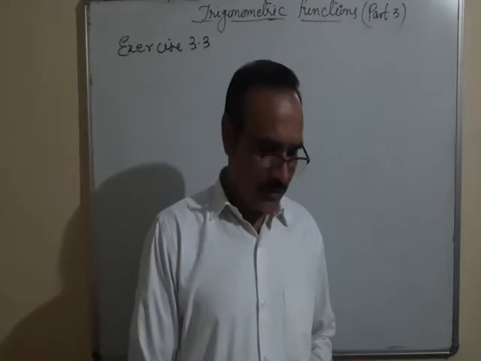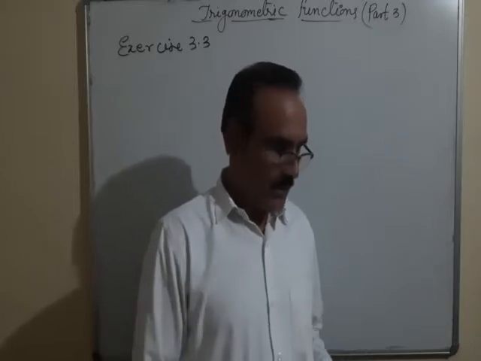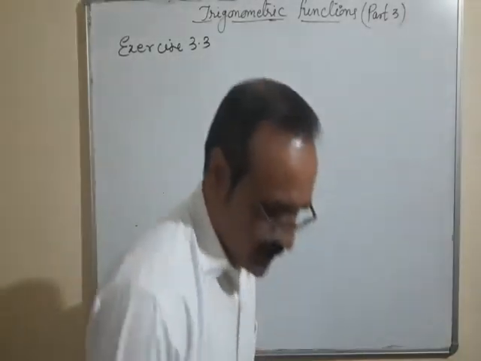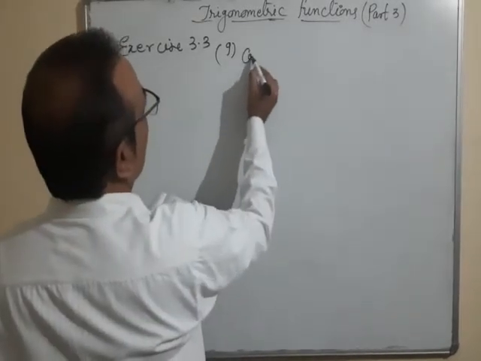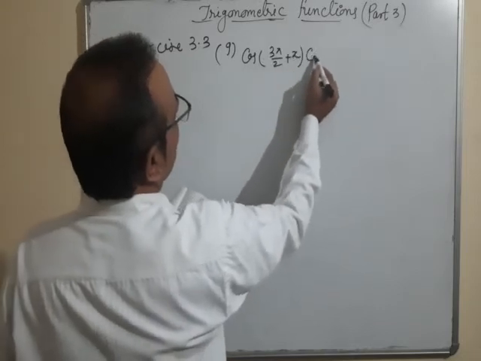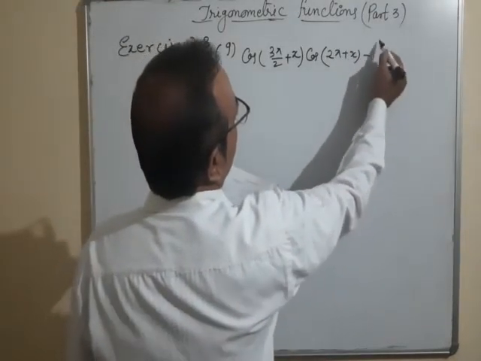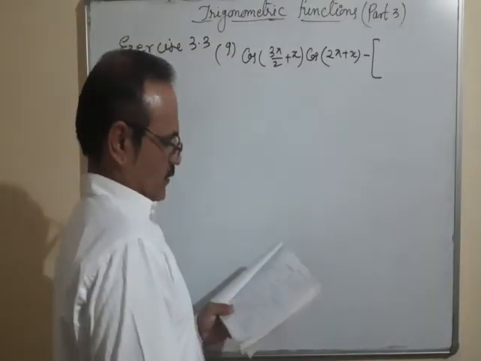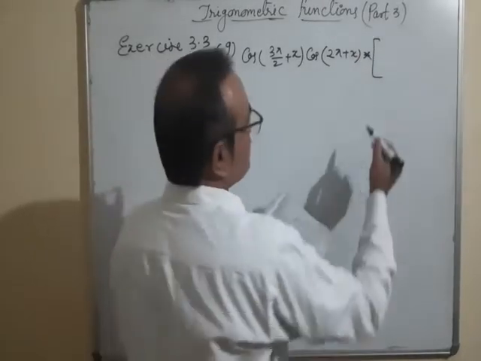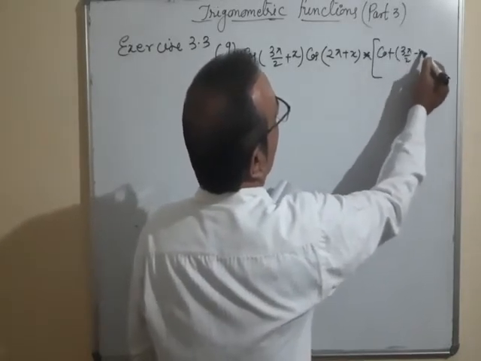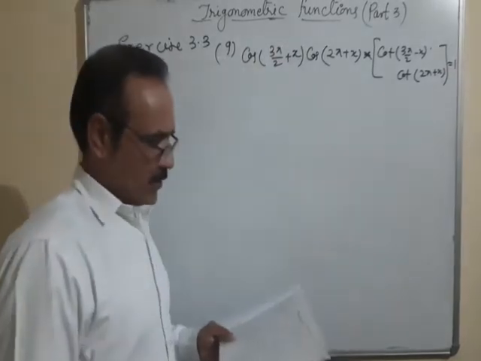The ninth question can also be done by the same method. Now taking the next question, number 9: cos(3 pi by 2 plus x) into cos(2 pi plus x), not minus, it is multiplied, in brackets, and cot(3 pi by 2 minus x) into cot(2 pi plus x) is equal to 1.